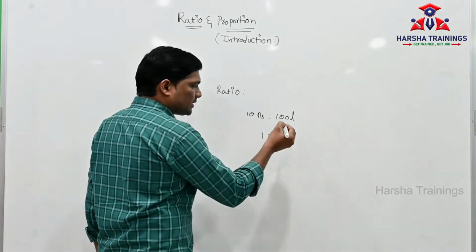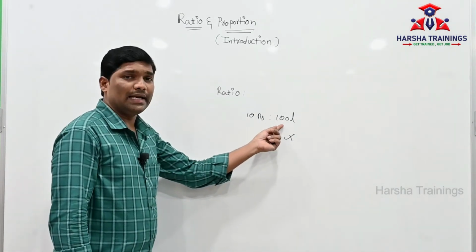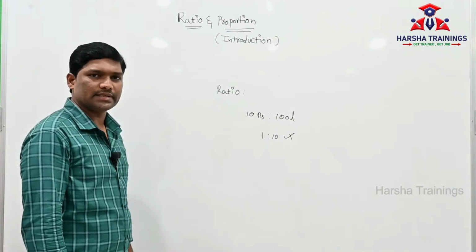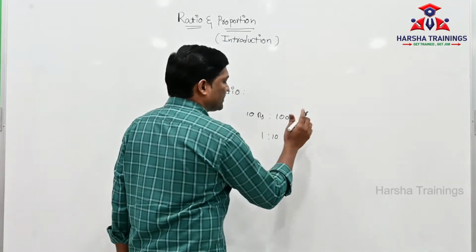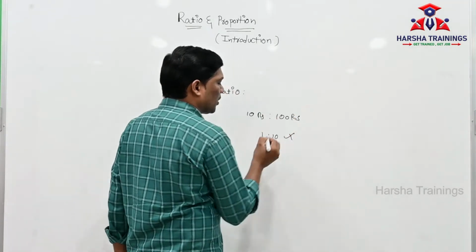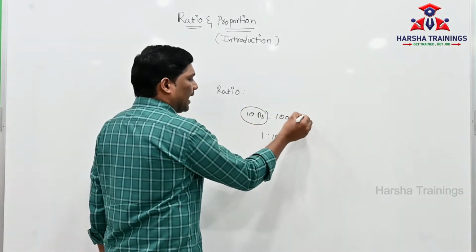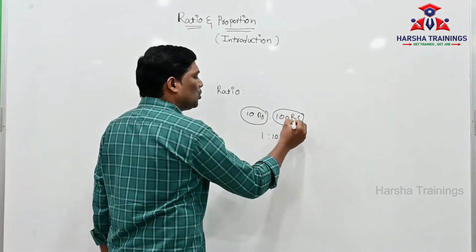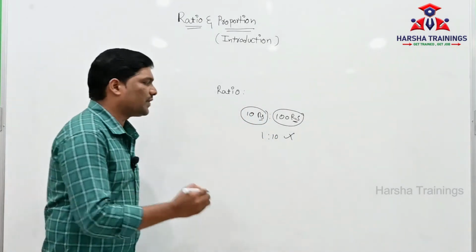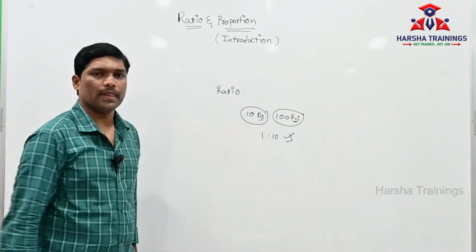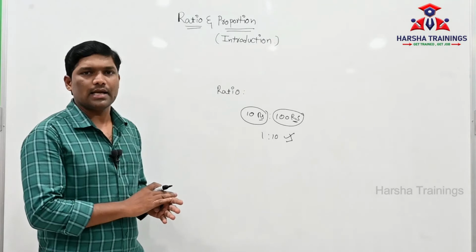It is a wrong answer because here it is given 10 rupees and here 100 liters. How can you compare rupees and liters? Ratio means two quantities. For example, 10 rupees here and 100 rupees there. 10 rupees is one quantity and 100 rupees is another quantity. Two quantities of the same units is called the ratio. So then the answer is 1 is to 10.